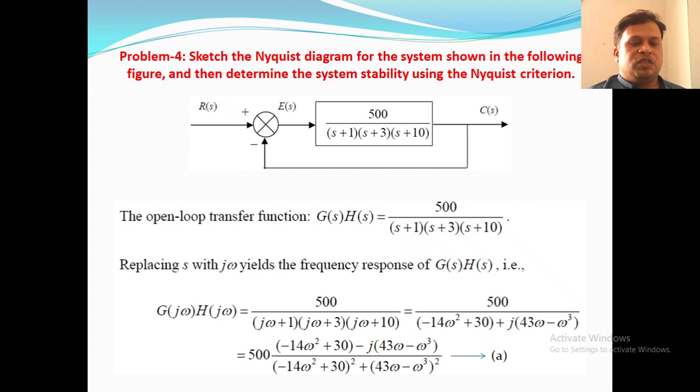Now, the open loop transfer function is G(s)H(s) equals 500 by (s plus 1)(s plus 3)(s plus 10). As usual, as we did for the Bode plot, for the Nyquist plot we put s equal to j omega, which yields the frequency response. G(j omega)H(j omega) equals 500 by (j omega plus 1)(j omega plus 3)(j omega plus 10), that is equal to 500 by (minus 14 omega square plus 30) plus j(43 omega minus omega cube). If you take the 500 aside and do the calculations, equation A will be produced.